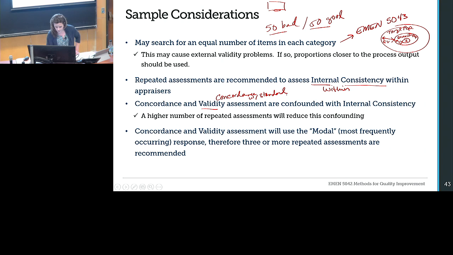Are going to be confounded with internal consistency too. So if I'm not consistent through time, from one thing to another, that's going to show up in my differences between two. You can't really separate those out. You can get an idea, right, of whether they're concordant.